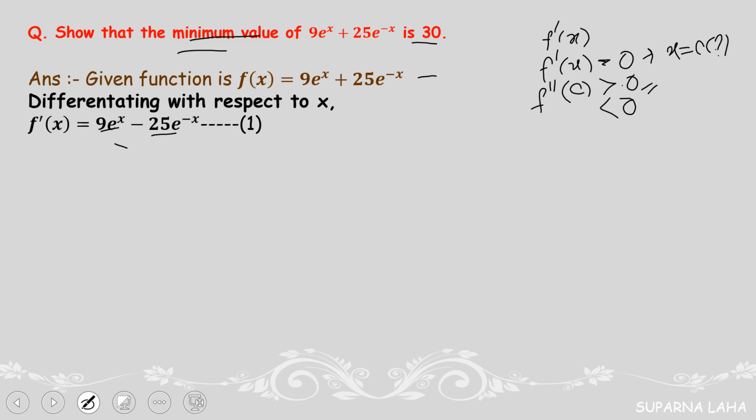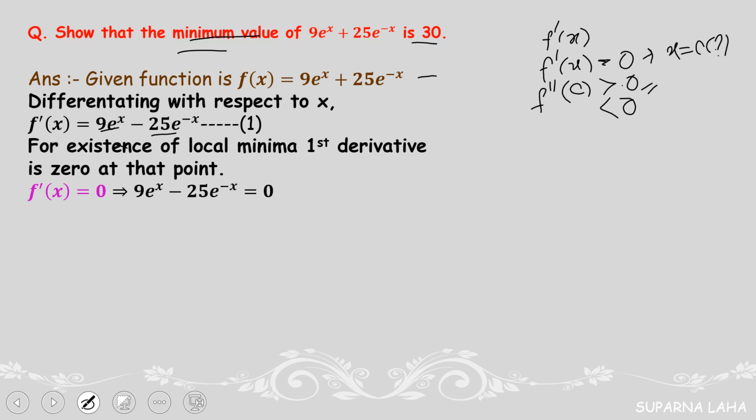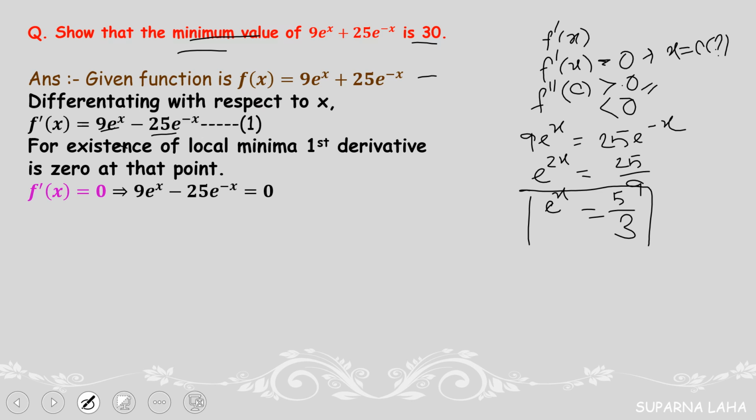So apply this one. Now if this f dash x is 0, at that time 9 e to the power x is equal to 25 e to the power minus x. So take this e to the power x into one side and the values in one side. So what is e to the power x? E to the power x is given by 5 by 3. Now we are not finding the value of x, we are taking this e to the power x is equal to 5 by 3, where the derivative is 0, that is f dash x is 0.